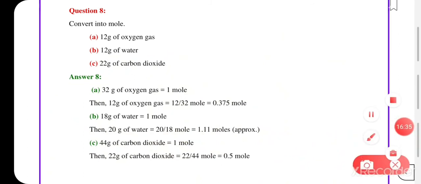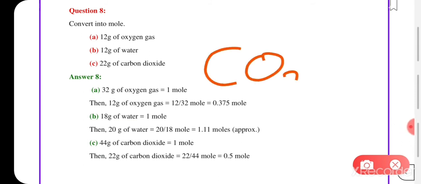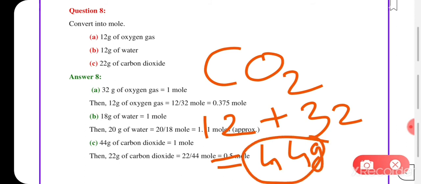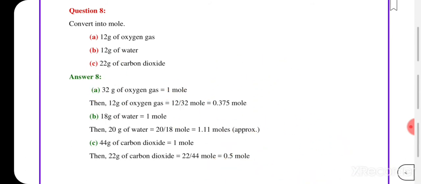For 44 grams of carbon dioxide, it is asked. Okay, so here when we do for CO2, one atom of carbon weighs 12 and two atoms of oxygen will weigh how much? 16 times 2 is 32. So when you add it will come to 44. So 44 grams of CO2 is equal to 1 mole of CO2, right? Therefore for 22 grams it will be how much? So 22 upon 44, normal mathematical calculation which you follow. So it will come to 0.5 moles.